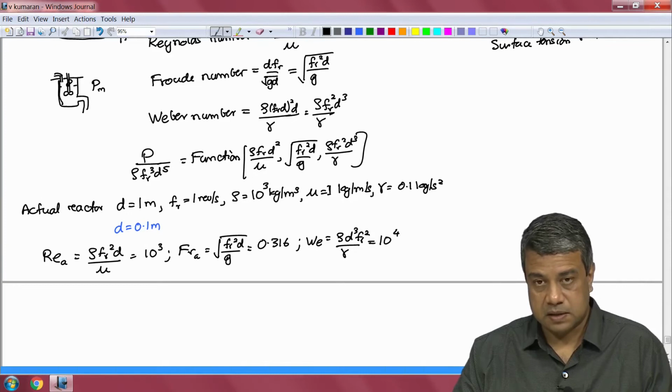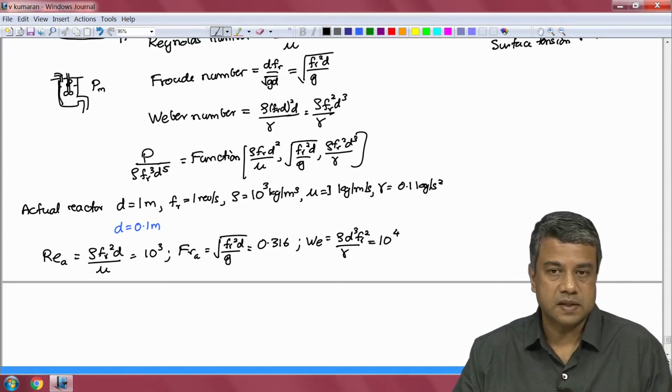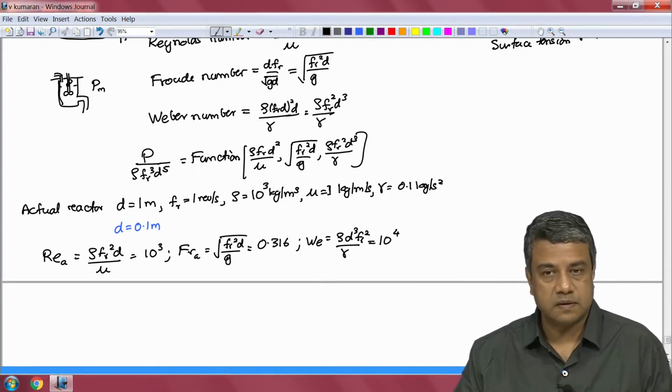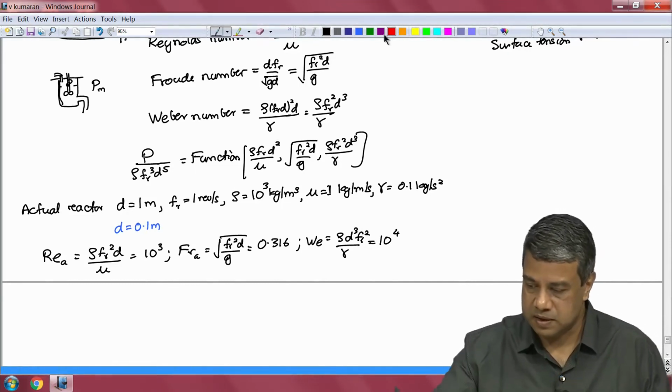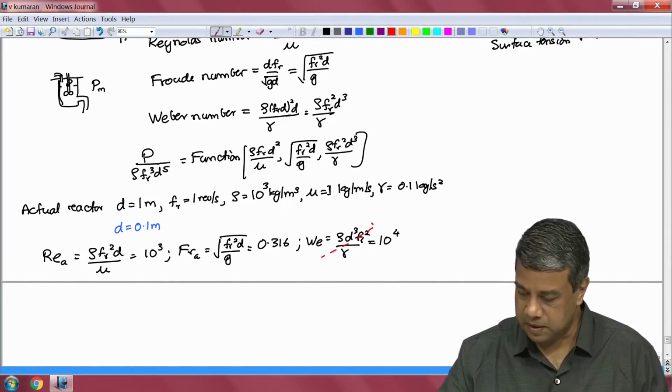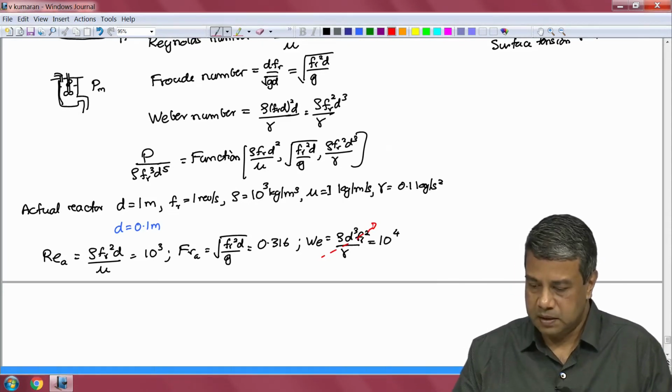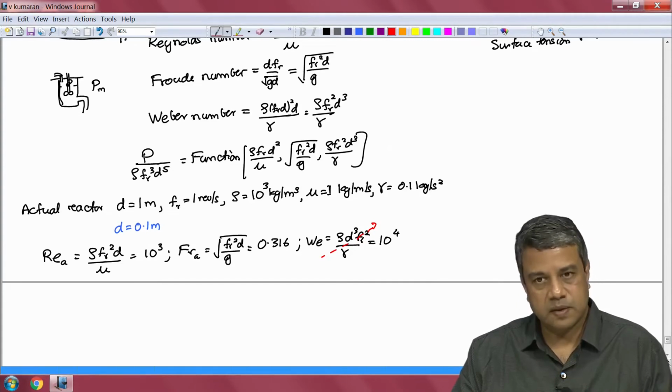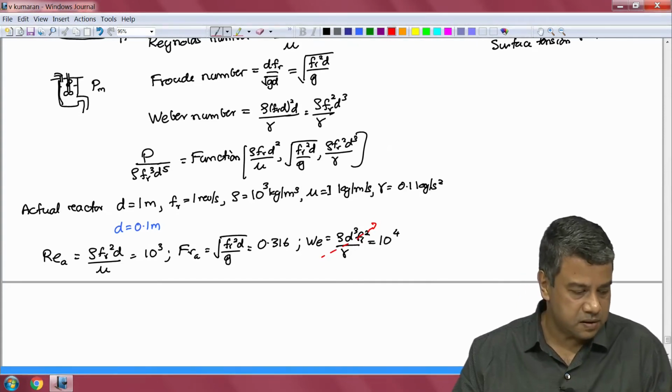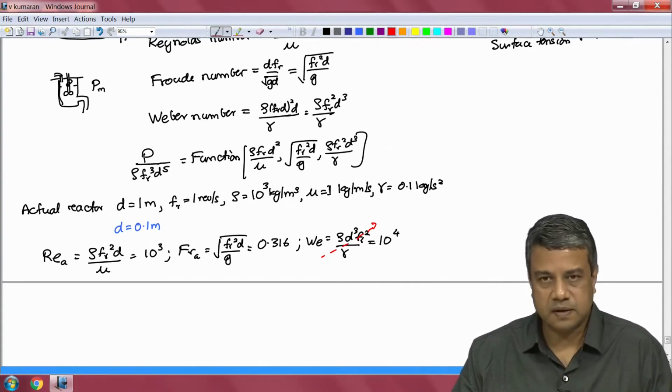Weber number is large, that means surface tension is most likely not important for this case. Surface tension at the length scale of 1 meter and a frequency of 1 revolution per second, the Weber number is very large, so most likely this is not an important parameter. The Froude number is order 1, it is neither large nor small, and therefore, you have to include that as a relevant parameter. Reynolds number is 1000, it is large, but not that large.